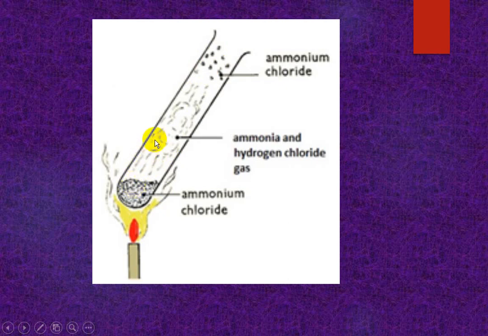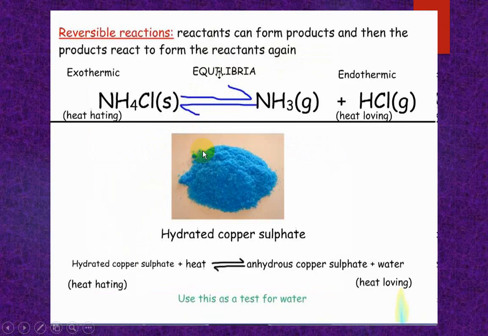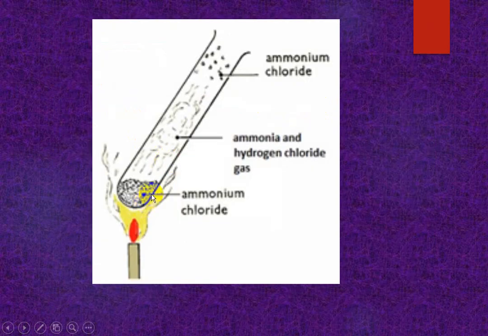When ammonium chloride is heated, it forms ammonia gas and hydrogen chloride gas, and again ammonia gas and hydrogen chloride form ammonium chloride. This is shown in this figure. When heat is applied, ammonium chloride forms ammonia and hydrogen chloride gas; when heat is removed, ammonia and hydrogen chloride form ammonium chloride.